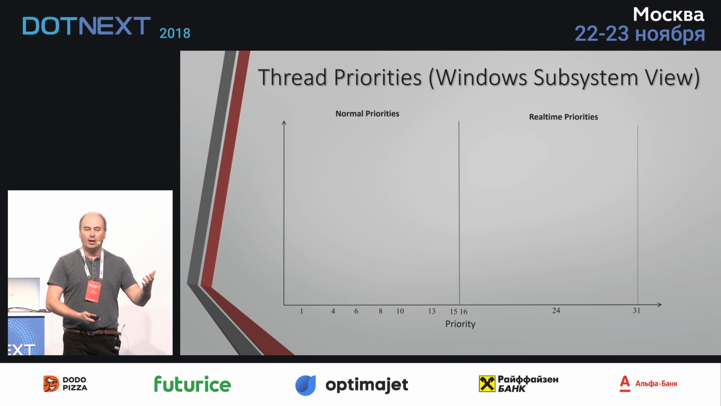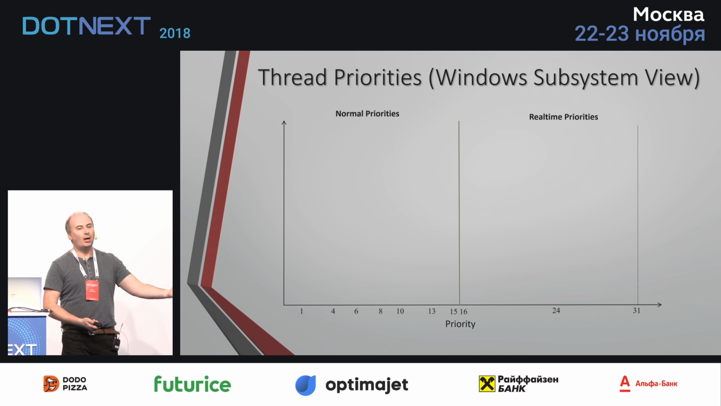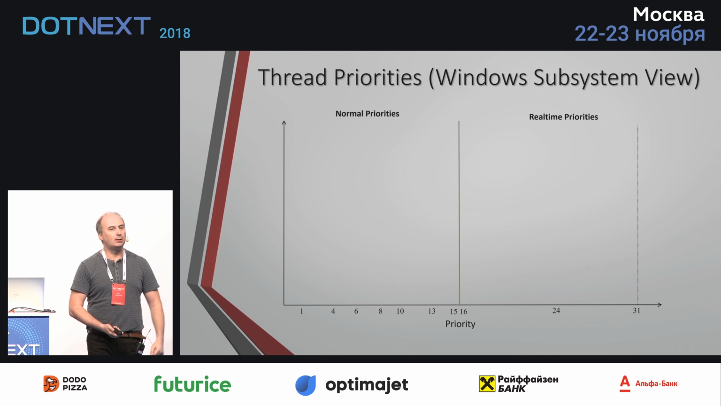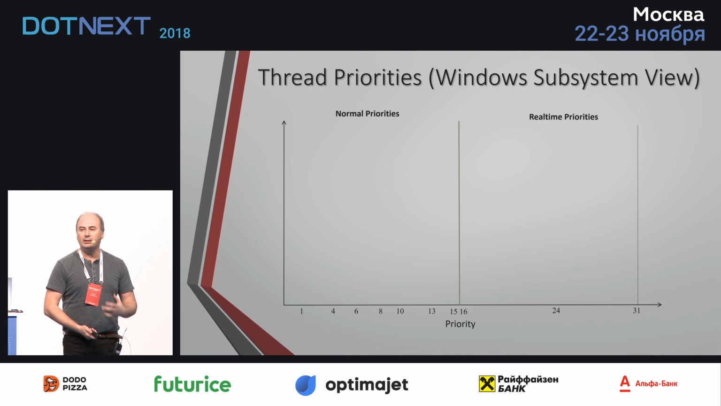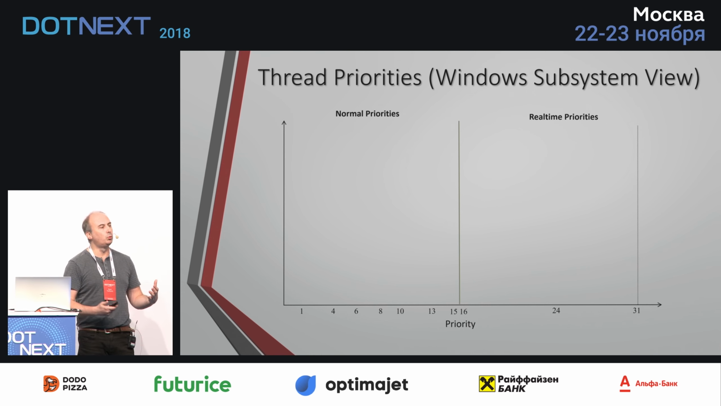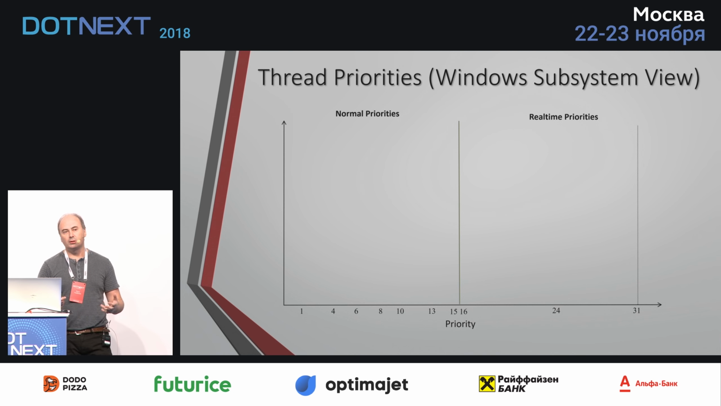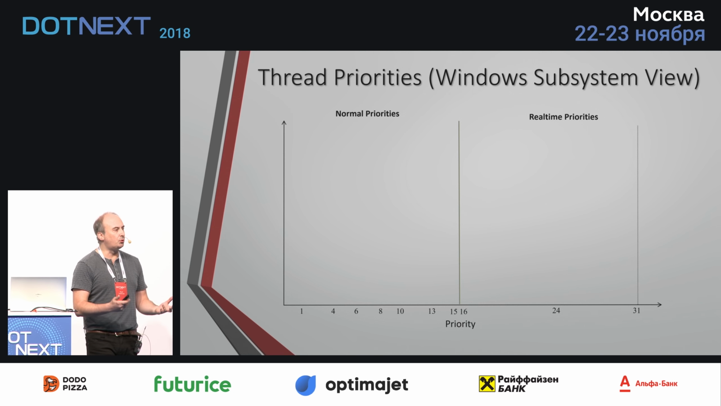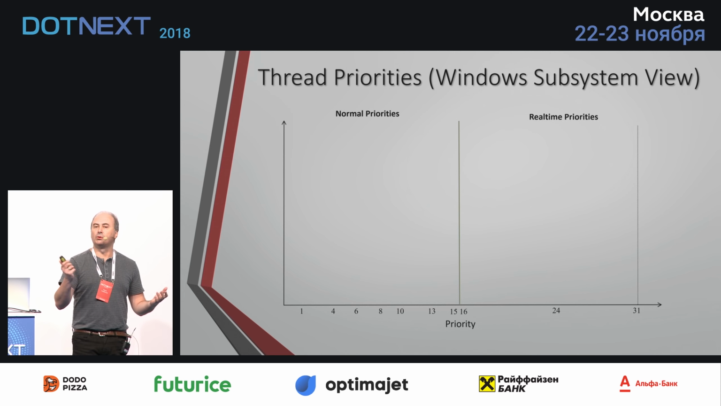Can I just say, hey, here's my thread, I really like it, I want to have priority of 20, that sounds good to me today? Unfortunately, it can't really be done because the Windows subsystem, or the Windows API, if you will, imposes some limitations on how you can specify priorities. You just can't specify them as an absolute number, that's it.